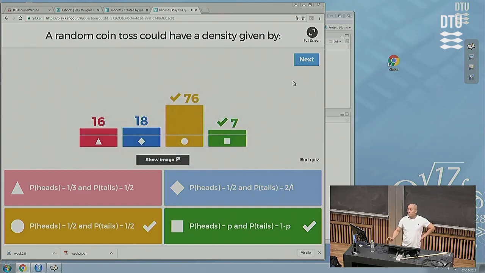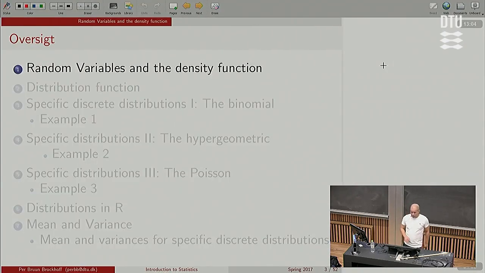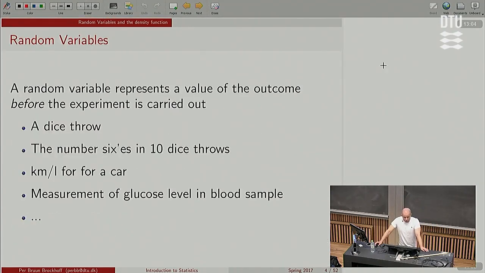Not too bad, actually, before I actually taught you what a density function is. So, quite well. Let me teach you what a density function is, because that's the first topic of this afternoon. It's not morning, I know. Random variables and their density function.